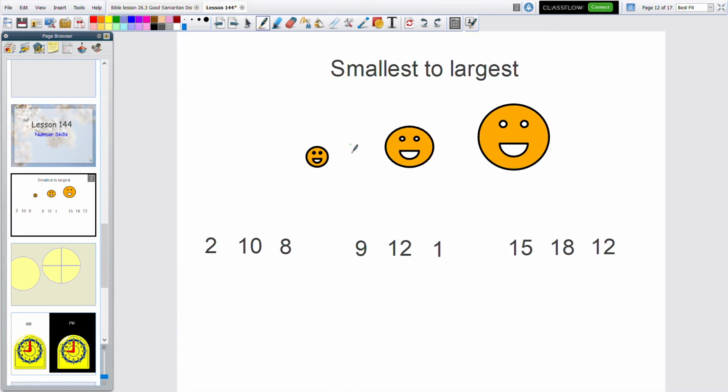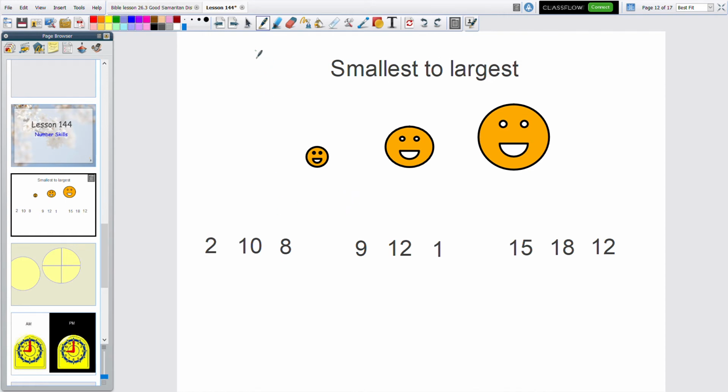We did this the other day, and you'll probably hear some traffic in the background because the road's right next to us. So anyway, this is the smallest smiley face, and this is the largest. So we're going to put numbers in the order of smallest to largest.